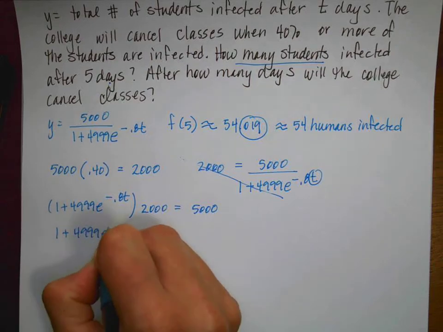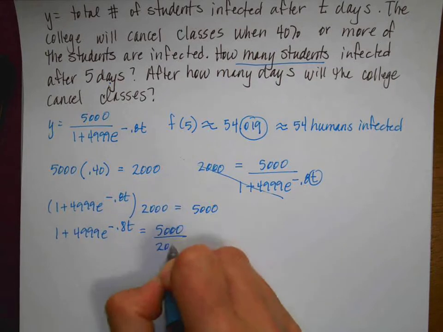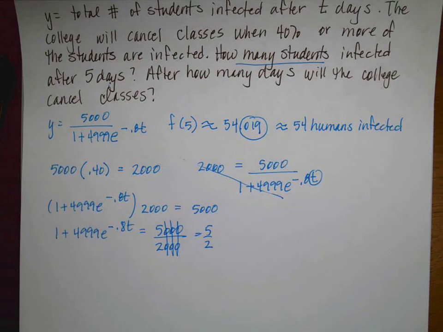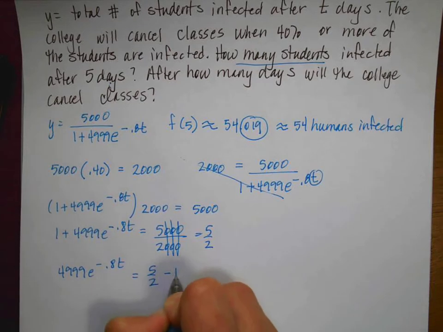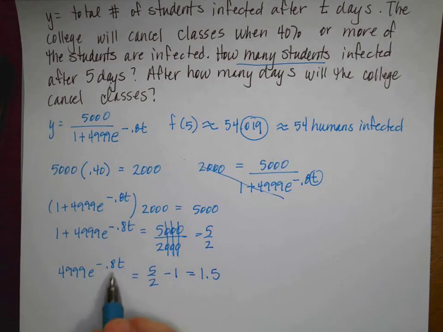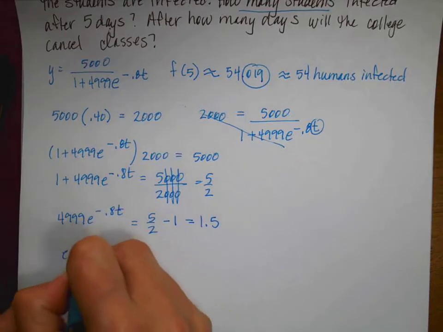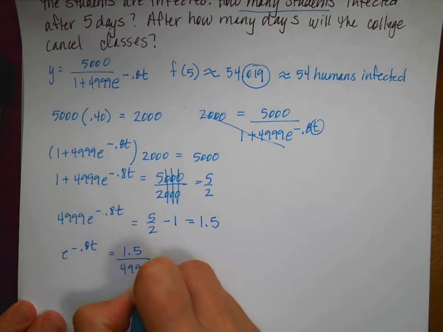I'm going to isolate the t. 1 plus 4,999e to the negative 0.8t is 5,000 divided by 2,000, which is just 5 halves, okay? Subtract 1, so the 4,999e to the negative 0.8t is 5 halves minus 1, which is 2.5 minus 1, which is 1.5. I'm still trying to isolate my t, so I'm going to divide. So e to the negative 0.8t is equal to 1.5.